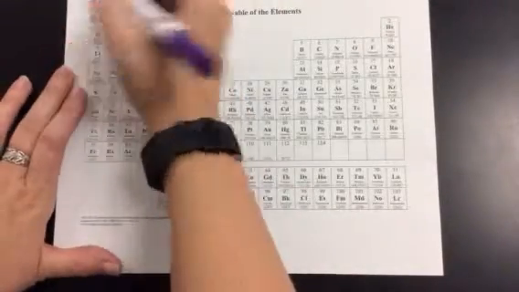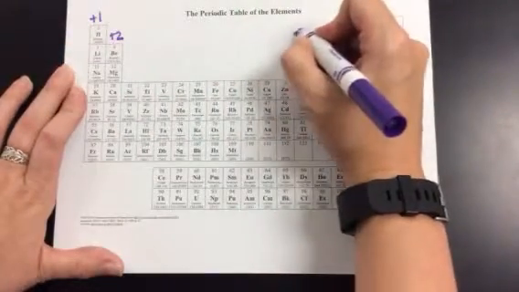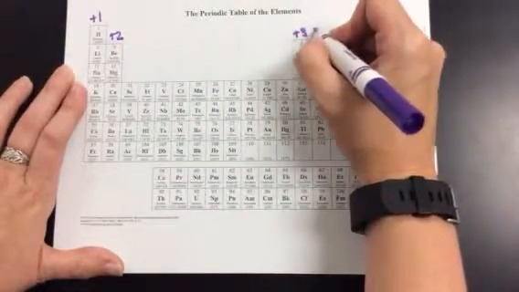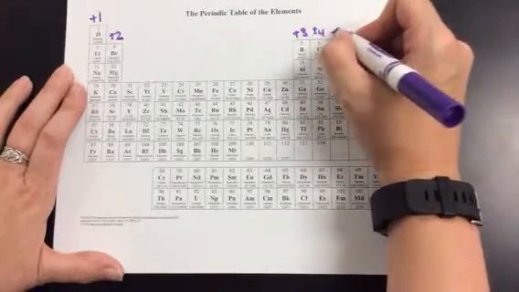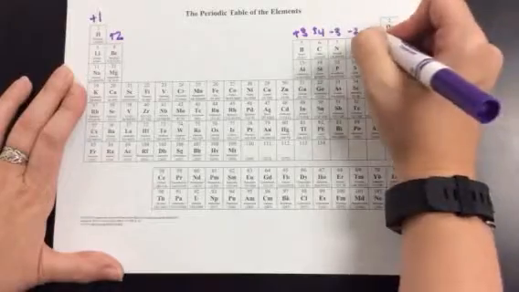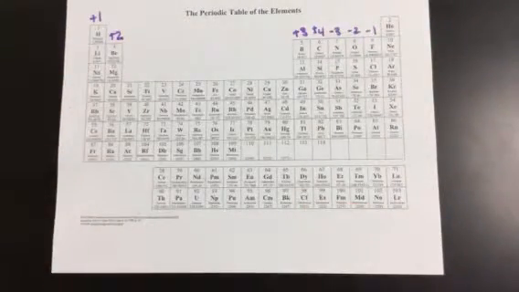Group 1 has +1, group 2 is +2, group 13 is +3, group 14 is plus or minus 4, group 15 is -3, group 16 is -2, and group 17 is -1. We're going to use that information as we go through, so I just wanted to make sure I had my periodic table labeled and ready to go.